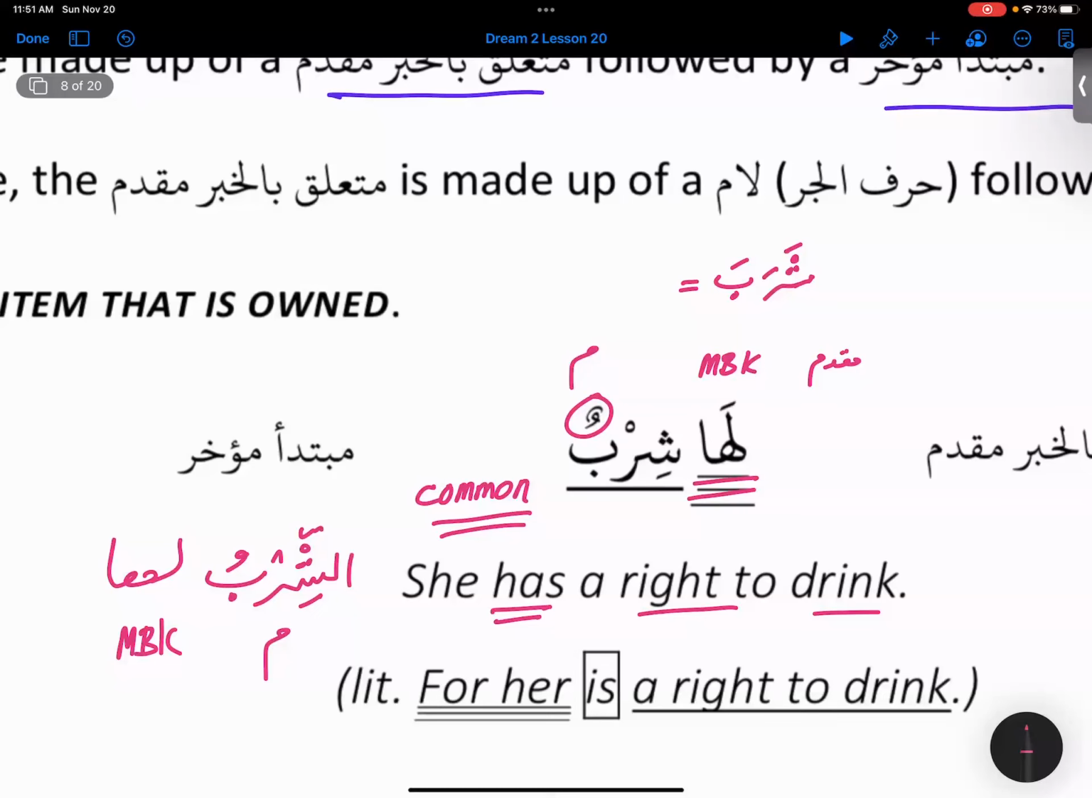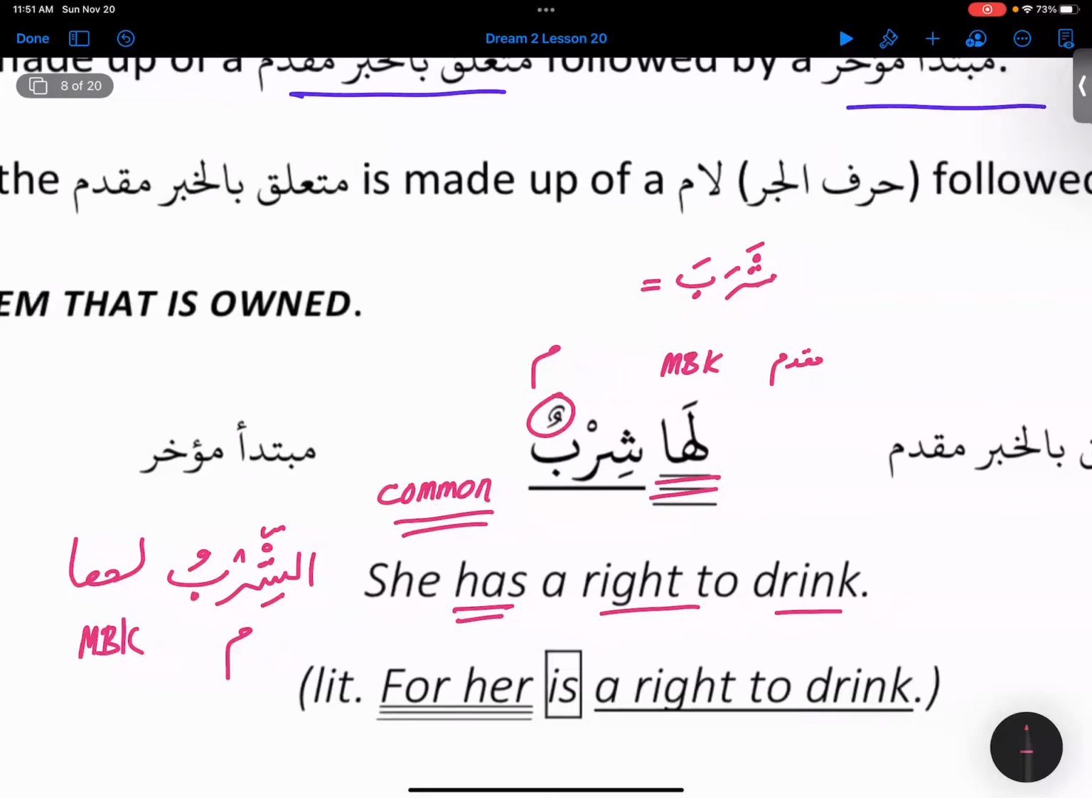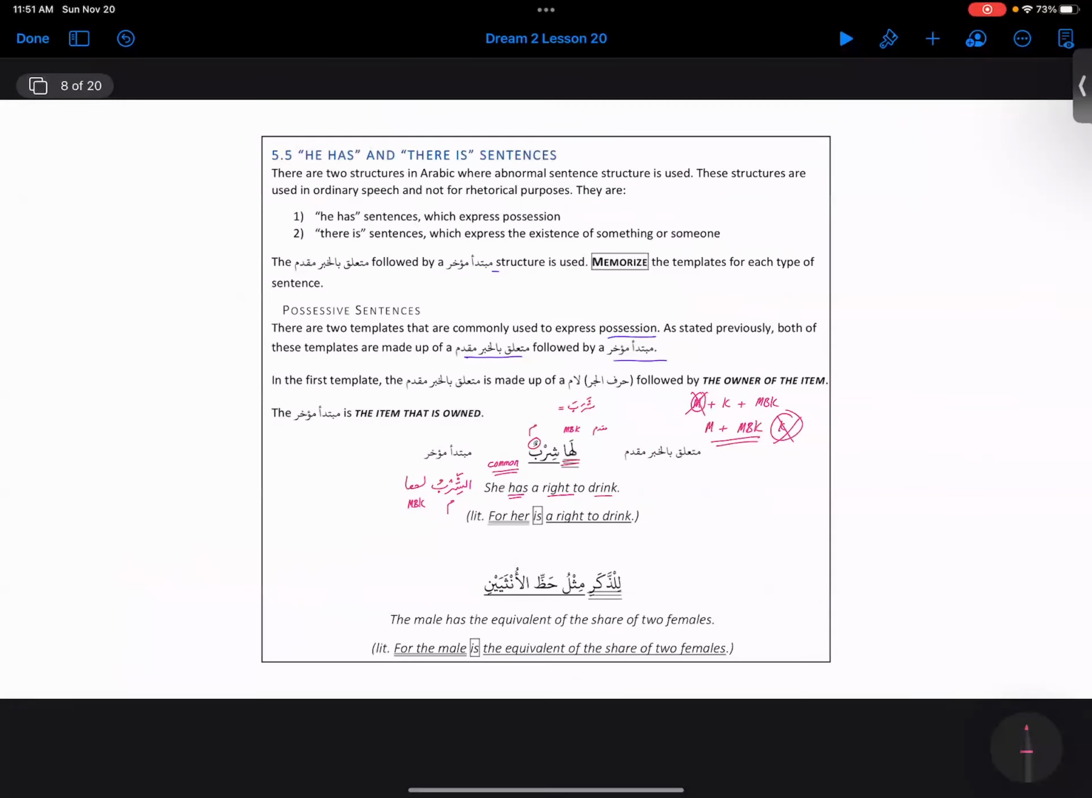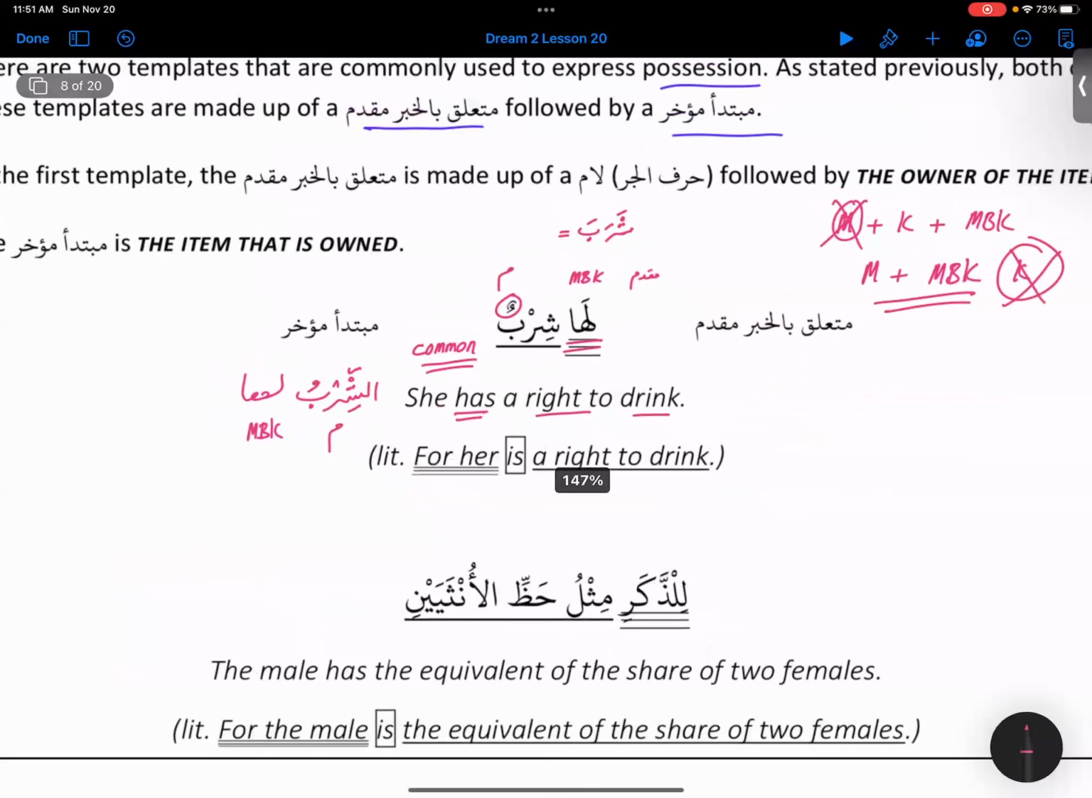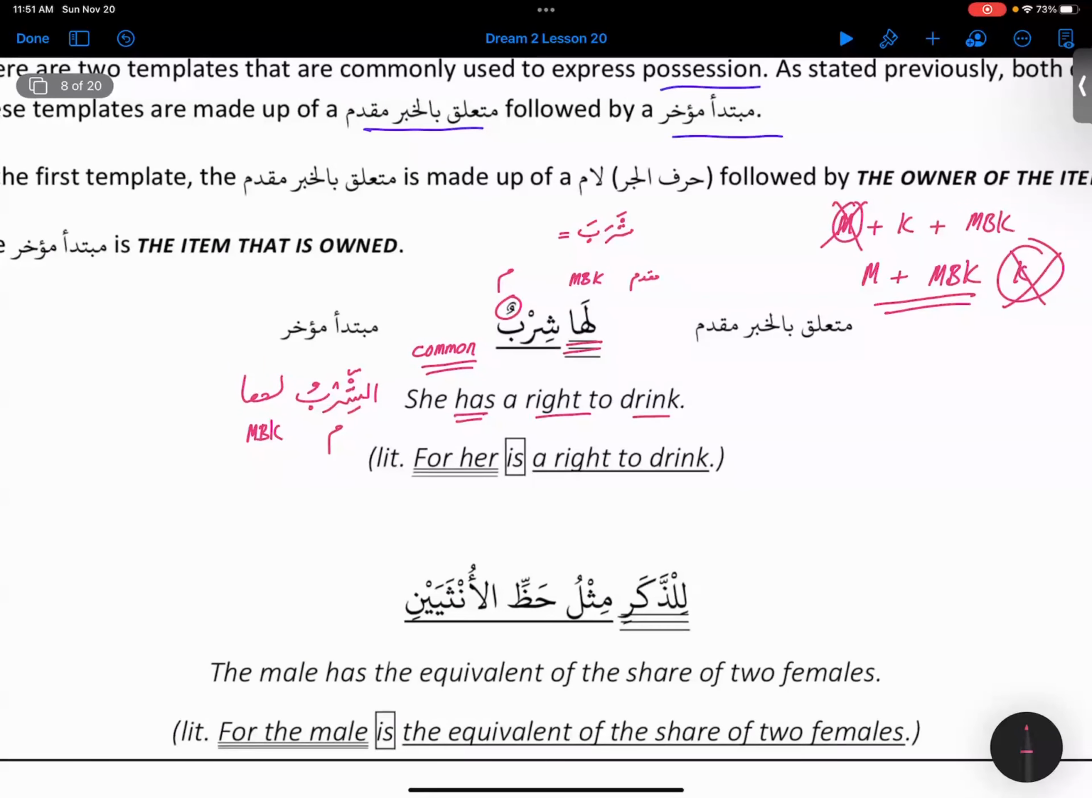So can we also say, no, that will not make sense. There is a right for her to drink, but there is no her. There is for her a right to drink. Drink for her. Laha is her.